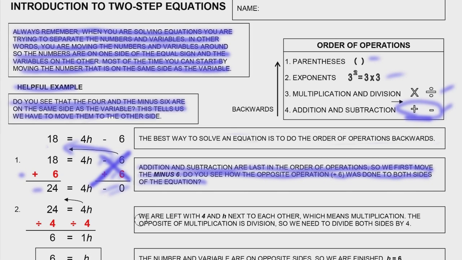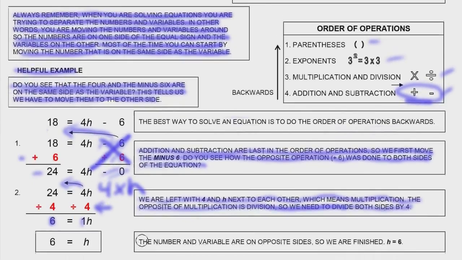Let's continue. We are left with 4 and h next to each other, which means multiplication. The opposite of multiplication is division. So we need to divide both sides by 4. Right here you have 4h, which means 4 times h. Since you're sending it to the opposite side again, you're going to do the opposite of multiplication, which is division. And you see right here, we divide both sides by 4. 4 divided by 4 gives us 1, and 24 divided by 4 gives us 6.